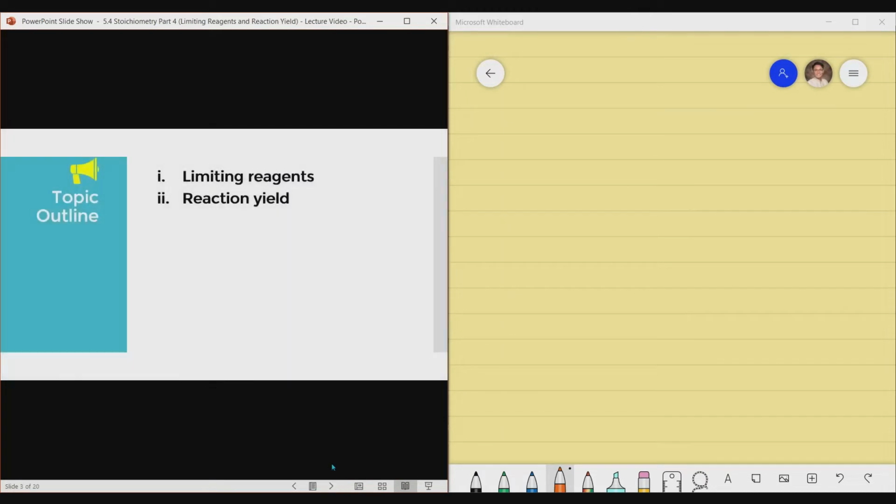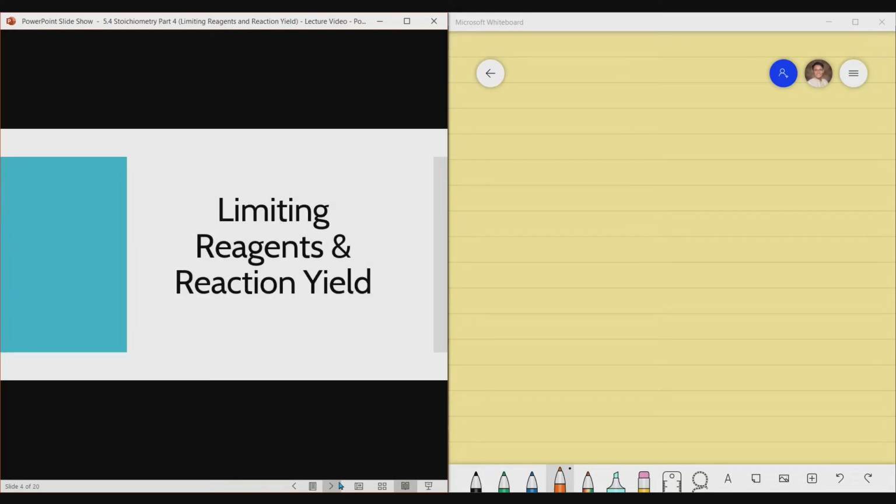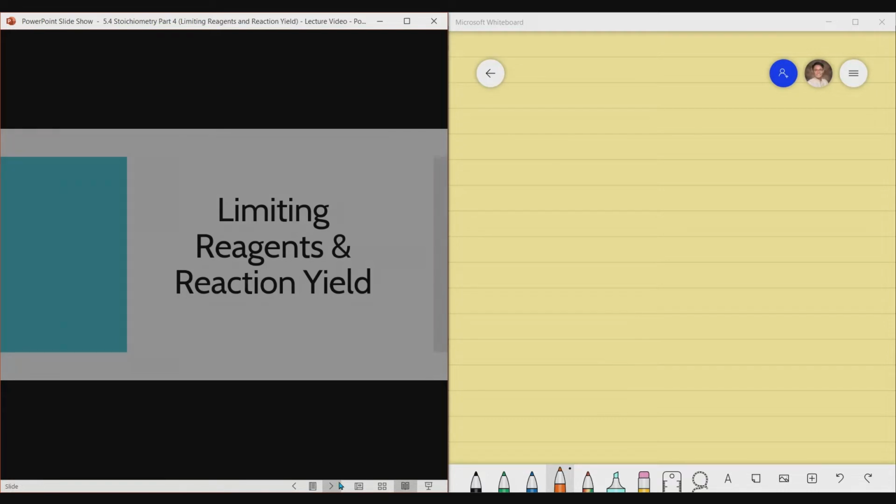For the outline, we have the following. We'll be discussing how to compute limiting reagents, as well as computing for reaction yield. Again, apologies for the ambient noises that you may be hearing or will be hearing along the way, but nonetheless, let me continue with the content. Let's start with limiting reagents, and reaction yield, of course.